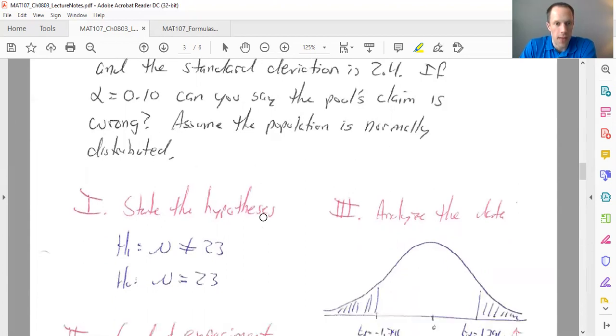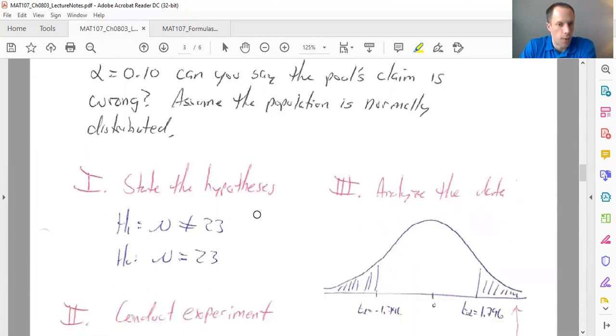Okay, so if you think that this report might be wrong, then you're essentially thinking that the population average is not equal to 23, as was claimed. There's nothing about the word wrong, like we said, that indicates higher or lower, so that's why you're using the not equal to sign, which is going to lead to a two-tailed test. The null hypothesis always has the equal sign, so in this case, the population mean equal to 23.